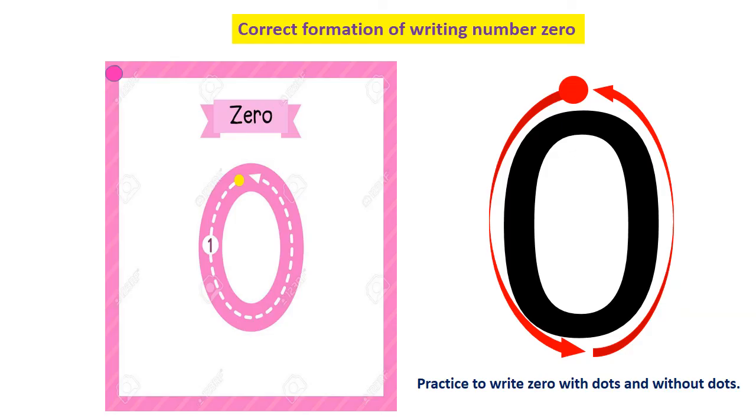Okay kids, let's see what is the correct formation of writing number 0. Here you can see there are 2 zeros with their correct formation. Make a big loop, just like so. This is the way to make 0. Please practice writing 0 with dots and without dots.